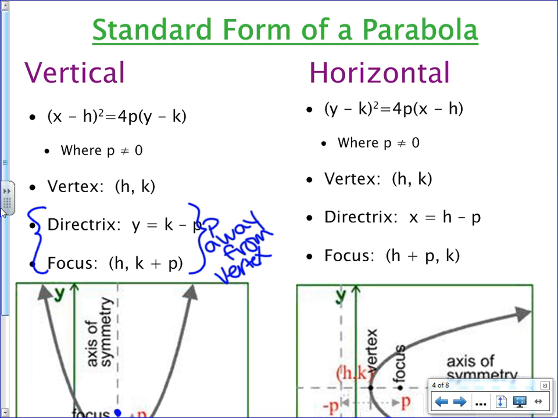Nothing else changes. Our vertex is still h, k. Notice the h is coming with the x, the k is coming with the y. Our directrix and focus are still p away from the vertex, but since it's horizontal, we're going to move from the vertex horizontally instead of vertically. That's the only difference.